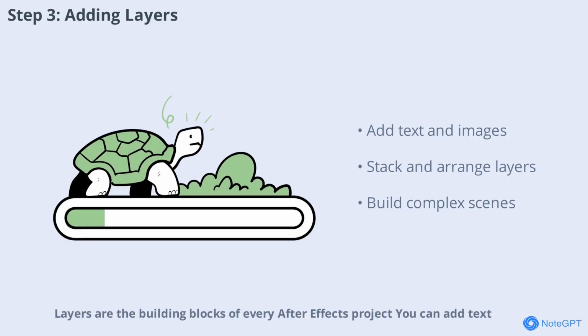Layers are the building blocks of every After Effects project. You can add text, video, images, audio, and solid backgrounds as separate layers. Each layer sits on the timeline, and you can stack, rearrange, or animate them independently. For example, your timeline might include a text layer for a title, a video layer for gameplay, an image layer for a logo, and an audio layer for music. Mastering layers is key to creating complex animation.